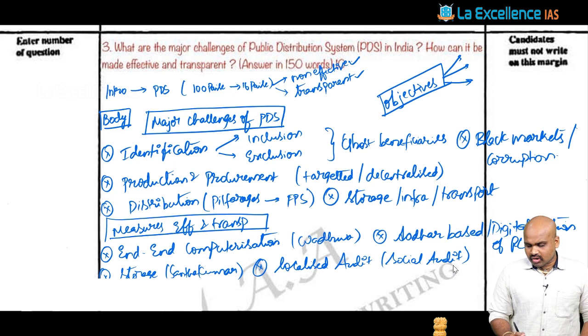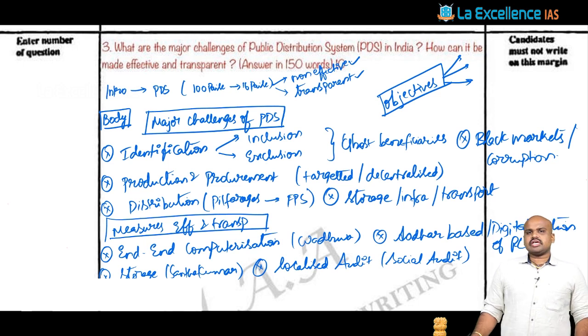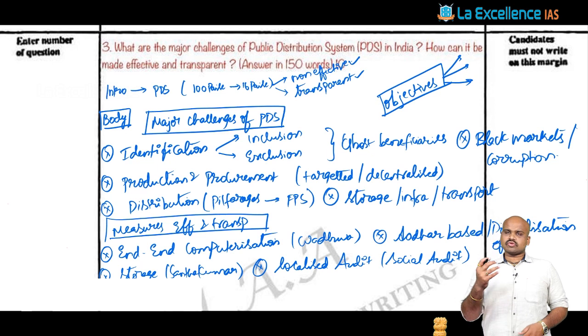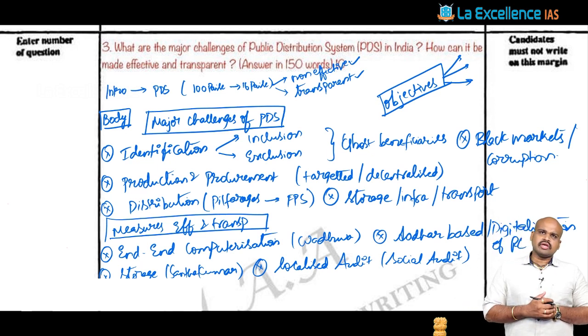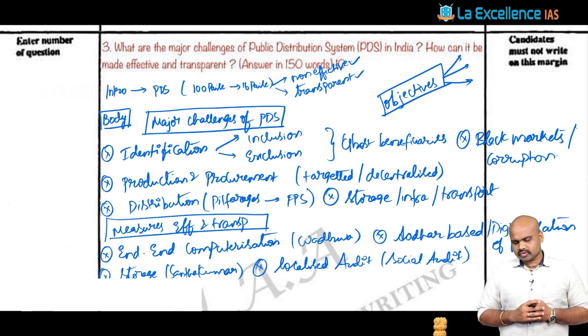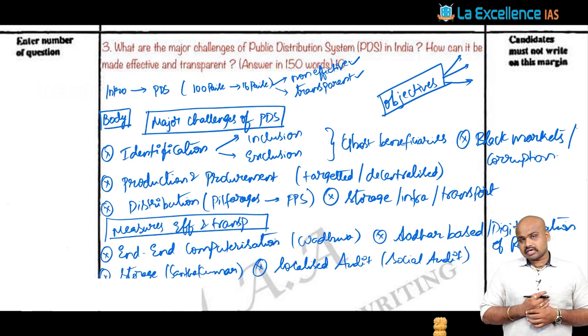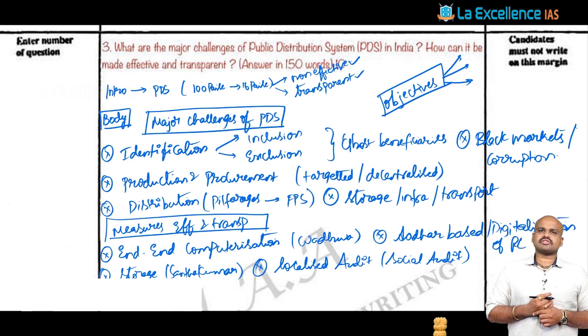Then apart from all of these measures, we can also talk about the decentralized procurement system. You would see that most of these buffer stocks are derived from very specific areas, right? So certain regions are the only ones benefited from such procurement. So we have to talk about this particular decentralized procurement system in this context.